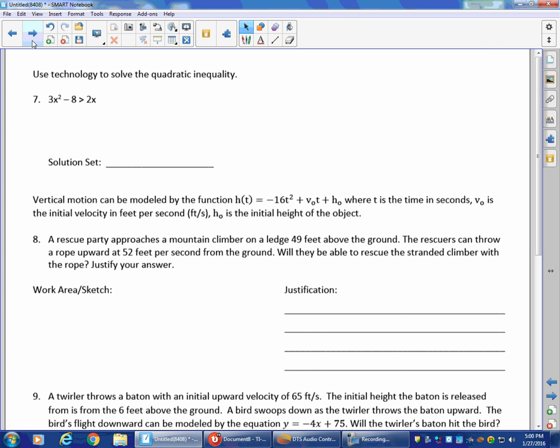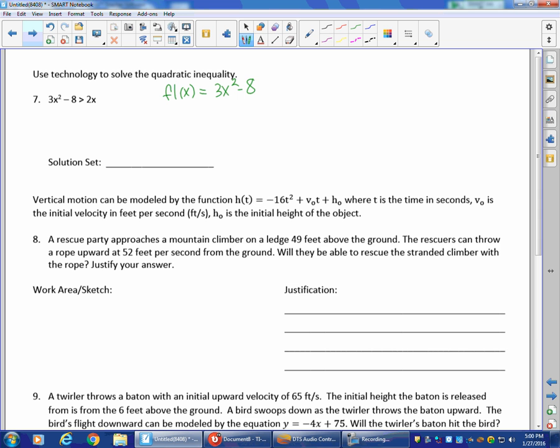And we're going to focus on doing this one all on the calculator. Although, I will give us kind of step-by-step what we should do. If I want to do all calculator, 3x squared minus 8, I'm going to start by graphing this. So in my function, I'm going to graph 3x squared minus 8.